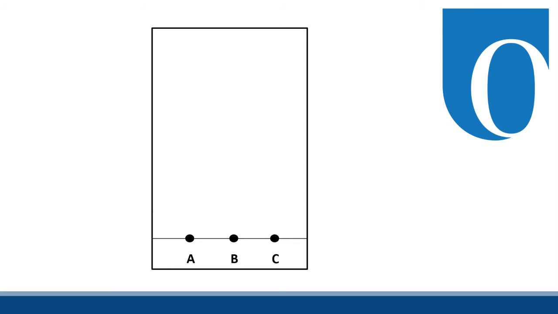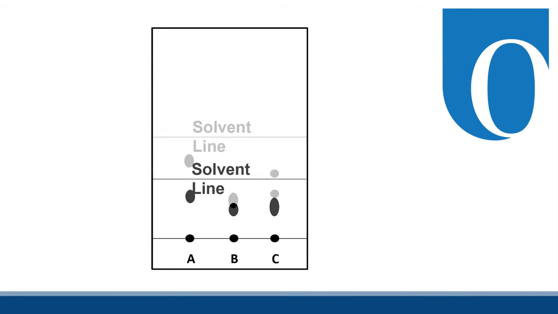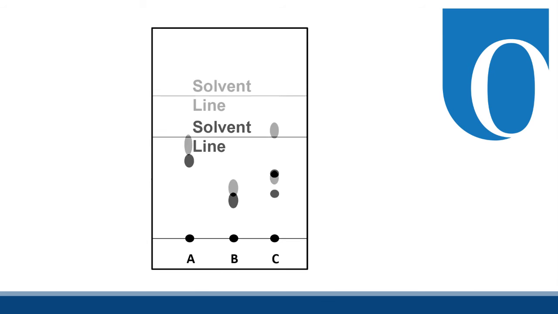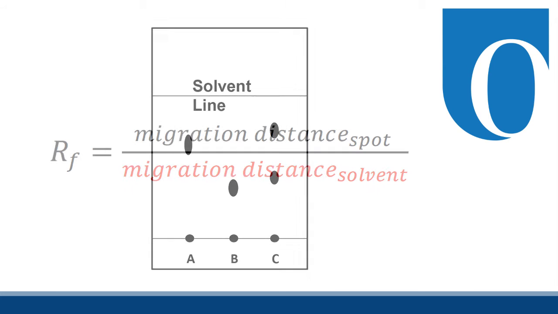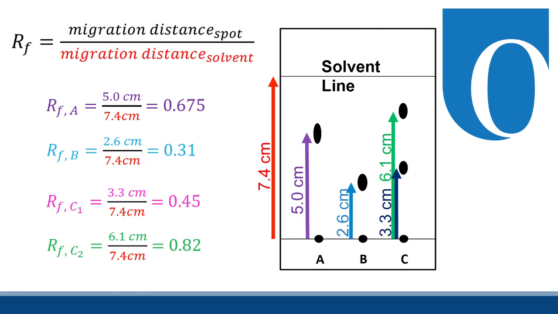Shown here is an example of what you may see on your TLC plate. Retention factor is equal to the migration distance of the spot over the migration distance of the solvent line. This number will always be between 0, the spot did not move at all, and 1, the spot migrated the same distance as the solvent. Displayed here are the calculations for the retention factor for this TLC plate.